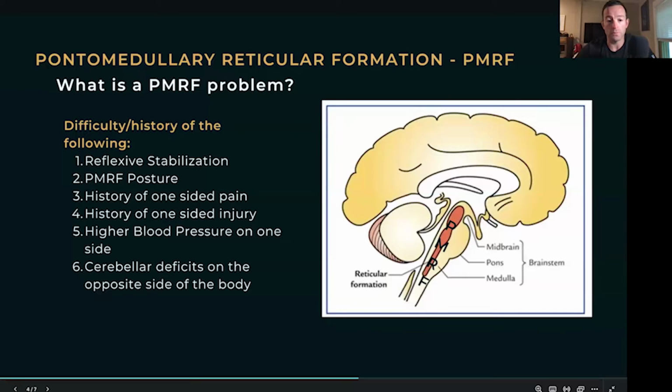takeaway for this structure. Number 5, higher blood pressure on one side. Your PMRF is very much connected to autonomic function. One of the ways that we actually can test for possible PMRF dysfunction is by taking blood pressure on both sides of the body. And it doesn't necessarily need to be higher, but just a difference from side to side of, let's say, roughly 10 points or greater, when we're taking our blood pressure, that suggests that you may have PMRF dysfunction on the side of the higher reading. So that's another big takeaway.